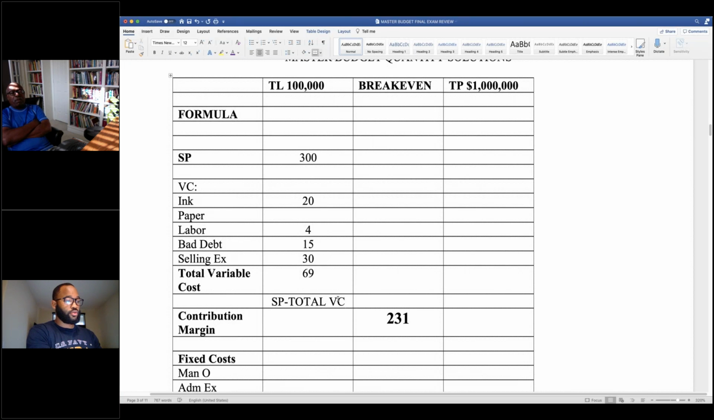So what might the contribution margin be? Selling price minus the total variable cost. Well, your selling price is 300, so it'll be $231. All we've got to do is the fixed costs.